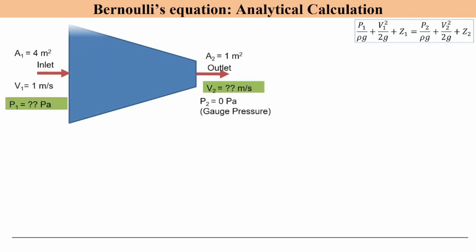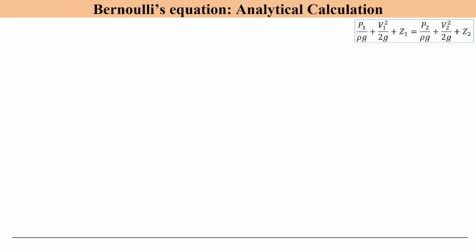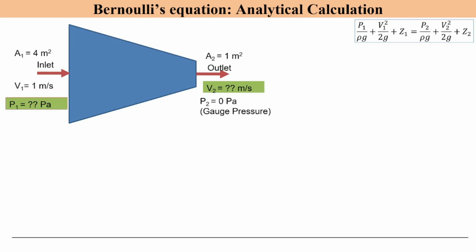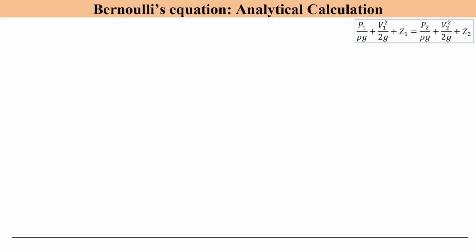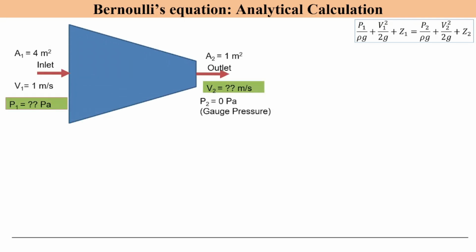So for that I am assuming one domain, a converging domain, where the inlet section has some parameter A1, which has an area of 4 meter square, and V1 is the velocity, 1 meter per second, which I am assuming at the inlet. I don't know the pressure at this point. Now I have the second outlet condition, where I don't know the velocity, but I am exposing this outlet to the atmosphere. So gauge pressure at the outlet I am assuming 0. Atmospheric gauge pressure is 0. So P2 is 0 in this case.